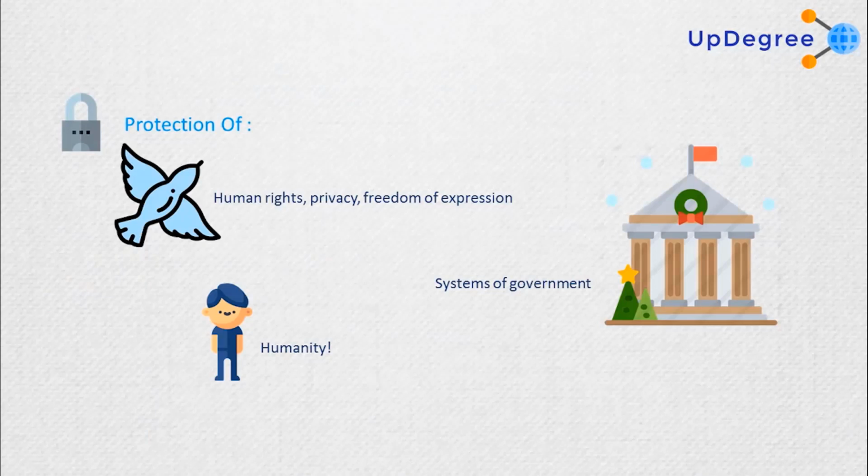Protection of human rights, privacy. Most people are now looking at privacy, right? We now have GDPR, which was introduced by the EU this year. It's the basic protection of rights, freedom of expression, system of government, humanity. Overall, it's a protection of everything that is helped by blockchain.